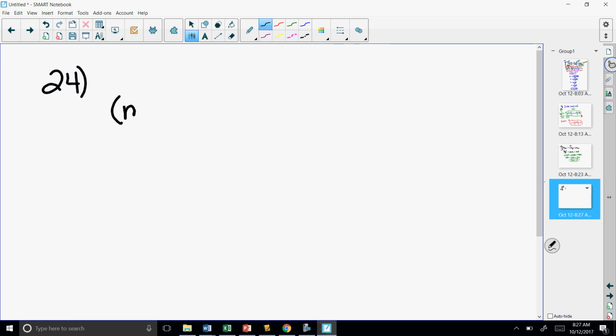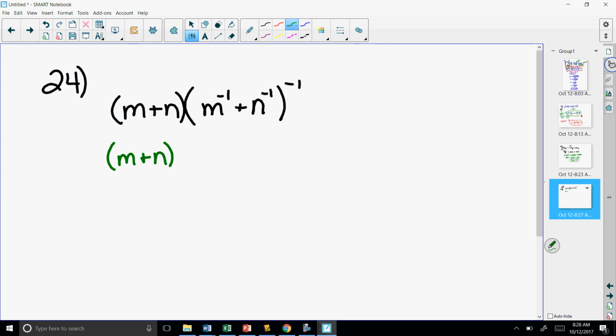24, so you have m plus n times the quantity m to the negative first plus n to the negative first, all raised to the negative first power. What they want us to do is make it positive exponents. I'm just going to work inside the parentheses first, because if I can get this as one fraction, then that negative exponent just says take the reciprocal. So I'm going to work with the second set of parentheses, and make them positive exponents, which is 1 over m plus 1 over n.